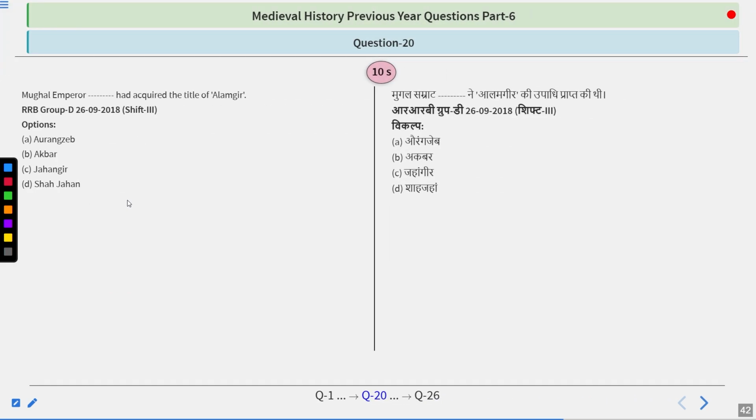Which Mughal Emperor had acquired the title of Alamgir? Simple question and same question. Try to figure out the answer.